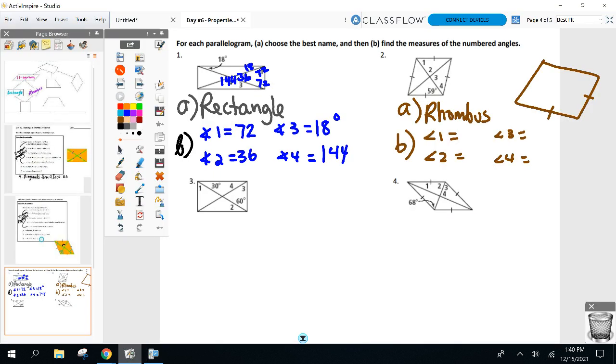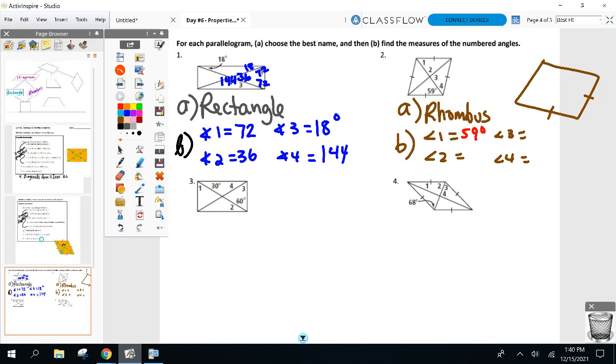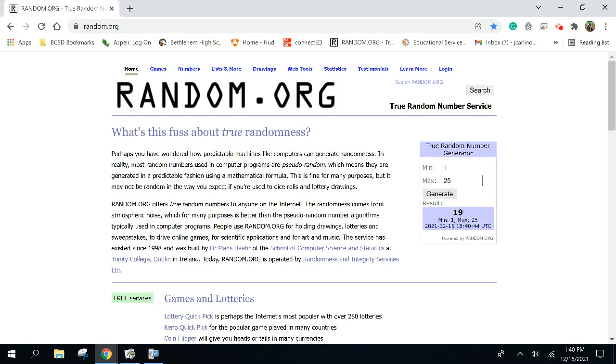Any angle you want. 59, diagonals bisect the angles, pretty easy. Opposite angles are congruent. Let's hear somebody different on this one. 18, another one. Yeah, diagonals are perpendicular. That's an easy one. 19, another one.